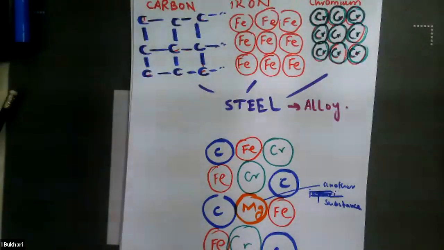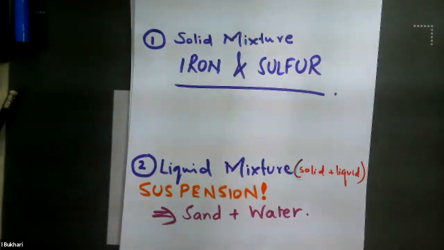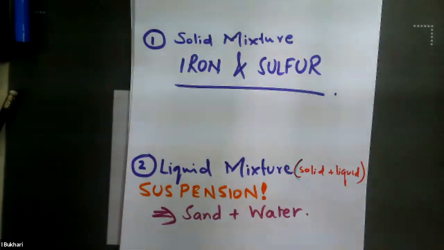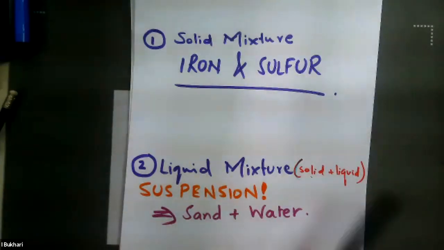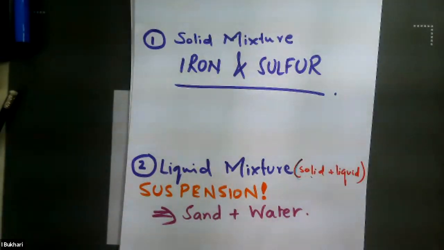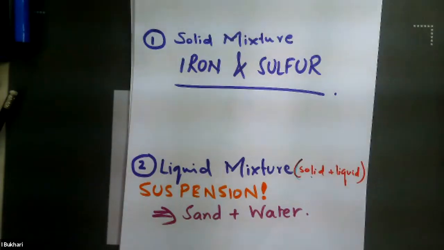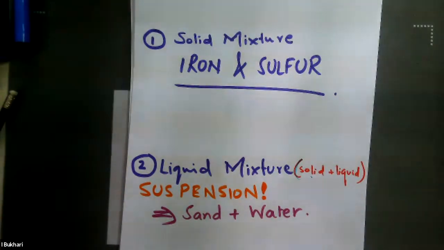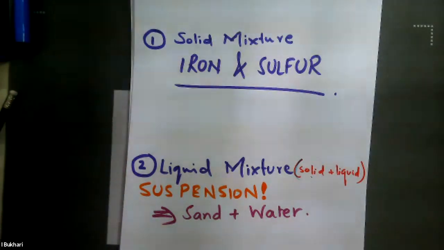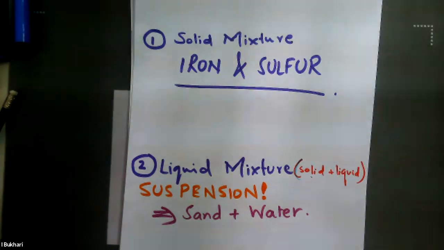Moving back to mixtures, a solid mixture, I already gave you an example, iron and sulfur, and I told you how to separate it. A liquid mixture would be solid and liquid, where it's not dissolving completely. Dissolving is when the solute actually gets space between the particles of the solvent. That's when it's dissolved. But in suspension, they're just suspended, hung in the middle. If you let a suspension stay still, the product is going to settle down at the bottom, like sand and water. So you can have muddy water, which is a suspension, and if you let it stay, sand will settle to the bottom.